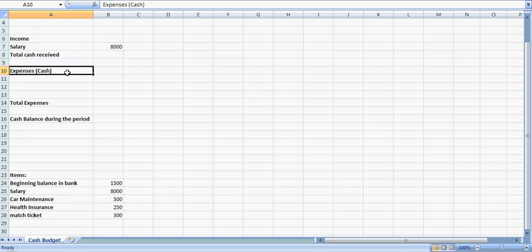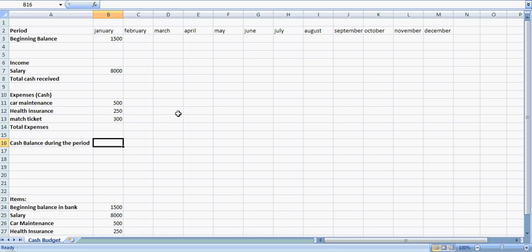Now we come to the part of expenses. Notice that expenses are all in cash. When we come to expenses, we have many expenses over here. Let's start, for example, by car maintenance. We have car maintenance expense of 500. In addition, we have health insurance of 250. Also, we have a match ticket of $300.